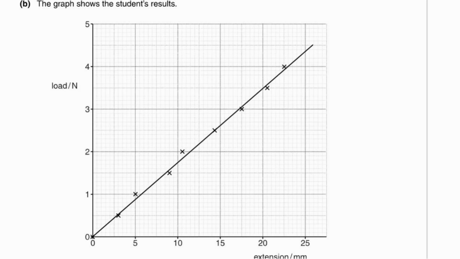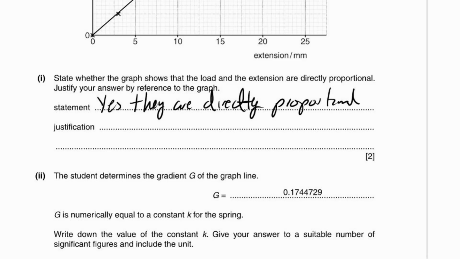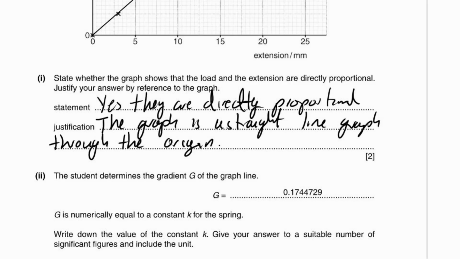There we are, a nice straight line goes through 0, 0. That tells us it's directly proportional. So let's move on to the first question. 1. State whether the graph shows that the load and the extension are directly proportional. Excellent, we know the answer to that. Statement, yes they are directly proportional. How do we know that? Because it travels through the origin, 0, 0. It's a straight line, so the graph is a straight line graph through the origin.